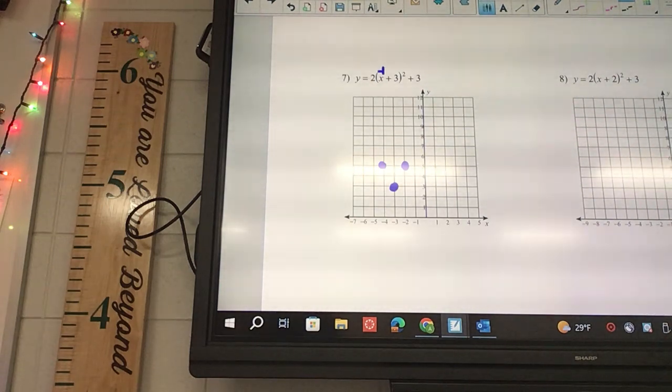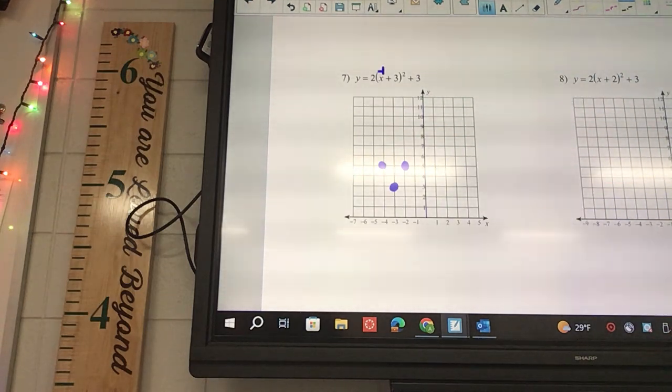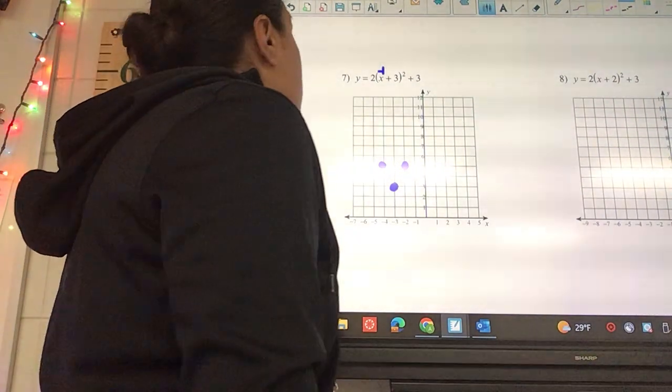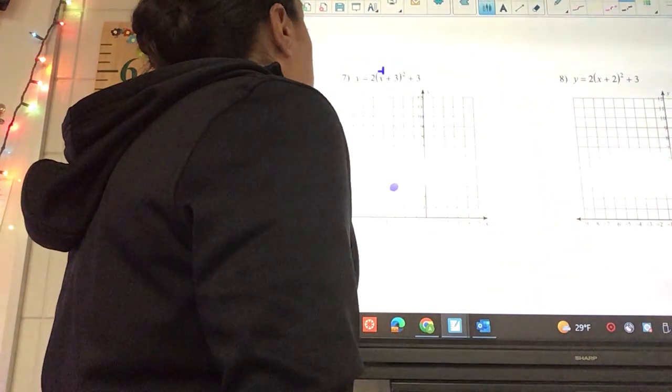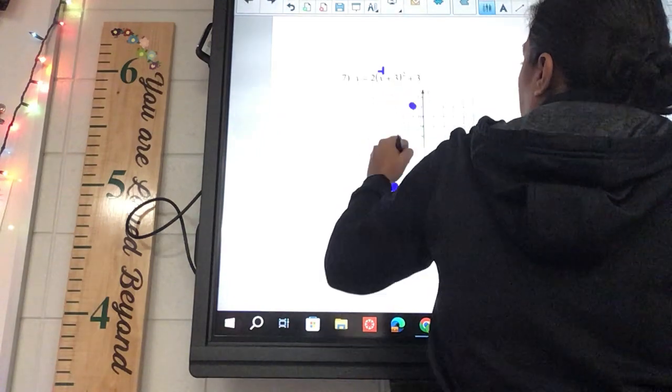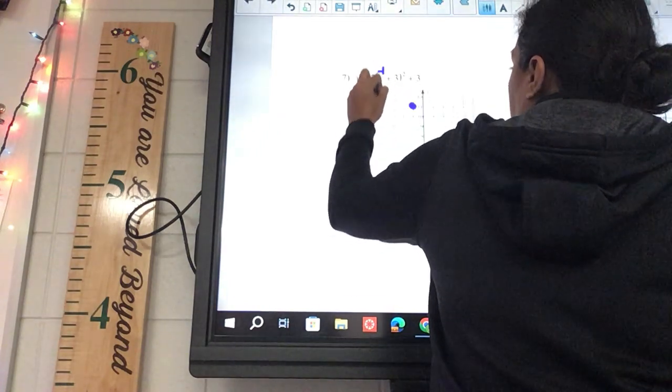10? Somebody agree with 10? I got 11. You got 11? Yeah, I got 11. What's your second? 2 squared is gonna be 4, times 2 is 8, 9, 10, 11. It should be 11. Okay, so we're gonna go 11 over, and 11.